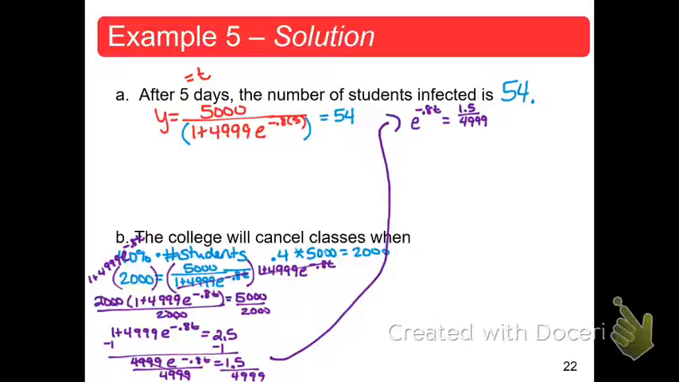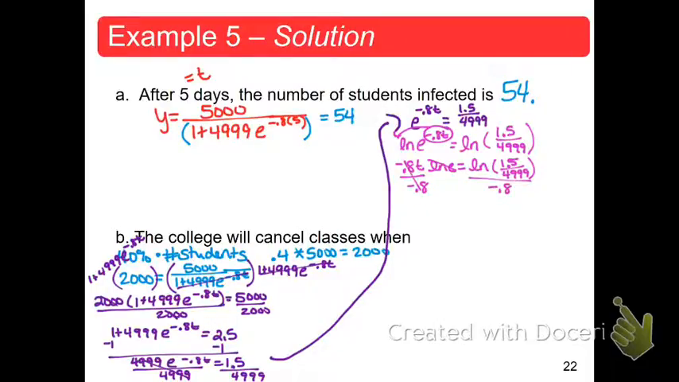We've got a base e, so we're going to do the natural log. So the natural log of e to the negative 0.8t equals the natural log of 1.5 over 4,999. Then we can bring down our exponent. So I've got negative 0.8t times the natural log of e equals the natural log of that fraction. Notice that 4,999 is inside the parentheses there. Don't try to divide everything by it. We know the natural log of e is 1, so let's divide by that negative 0.8.